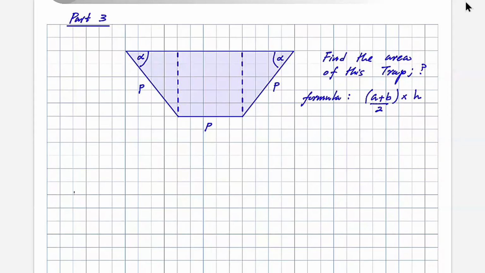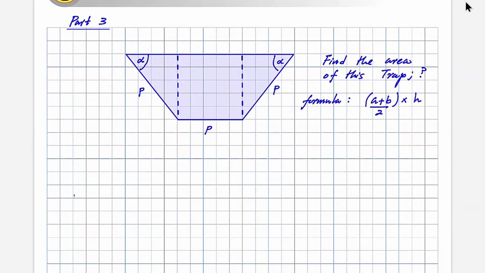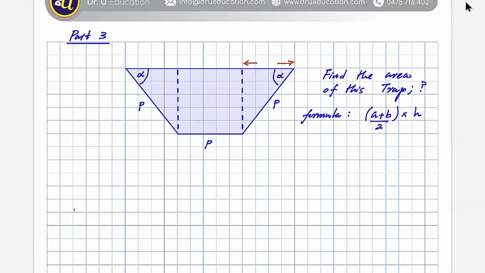Right. In this question, what we have to do is find this distance over here using sine, cos, tan, which we have discussed in the previous parts. So this is going to be P cos alpha, P cos alpha. And this height here is going to be P sine alpha, right?